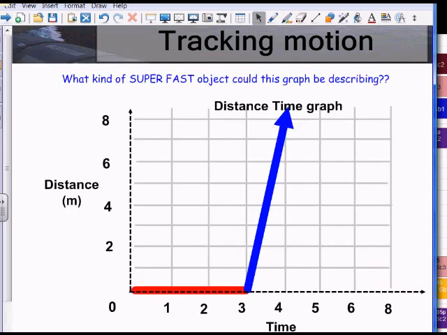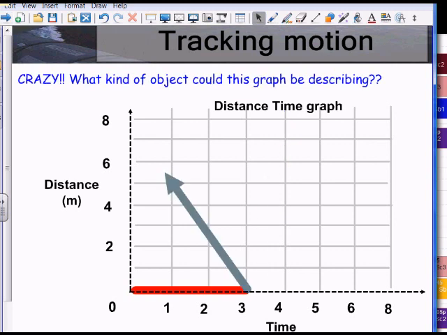Alright, so what kind of super fast object could make a graph like this? What's going on in the graph basically? So have a look at that for a sec. So the red line must mean it's stopped as it's going along the red line there, and then it shoots off into the sky. And if you were to look at the numbers, we're just sketching here, but you could see it's gone time from 3 to 4, which means 1 second, 3 seconds to 4 seconds, and it's jumped from 0 to 8. It's pretty fast. It's gone 8 meters in 1 second. I don't know, maybe like a rocket, something pretty crazy.